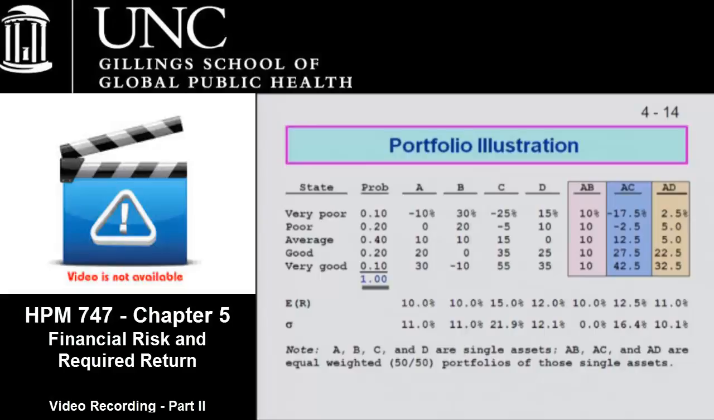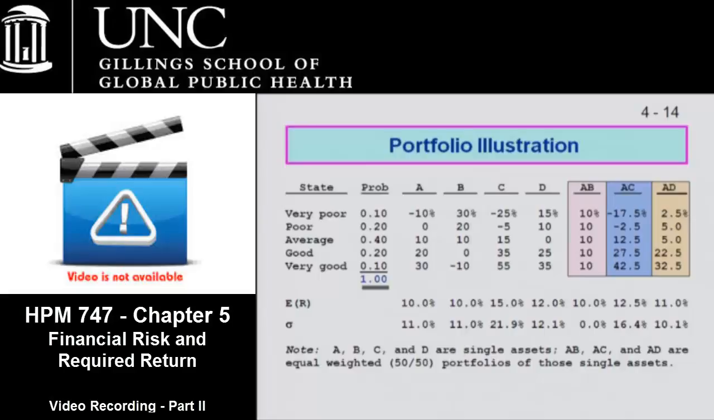So it has nothing to do with the initial columns, column A and column B. Where's that 10% coming from? Is it the average of those? It is the average of A and B. So half of negative 10 plus half of 30 is 10. Half of 0 and half of 20 is 10. Half of 10 and half of 10 is 10.